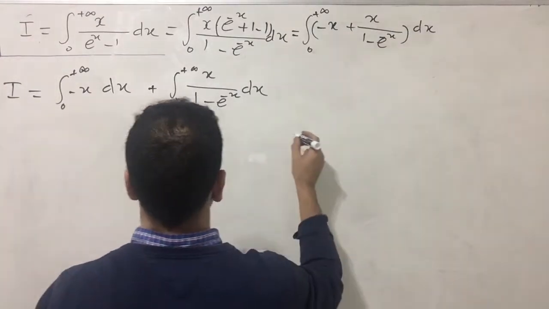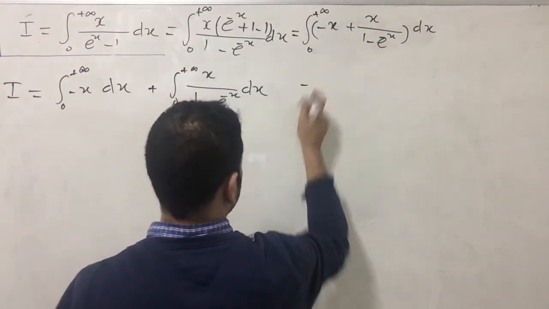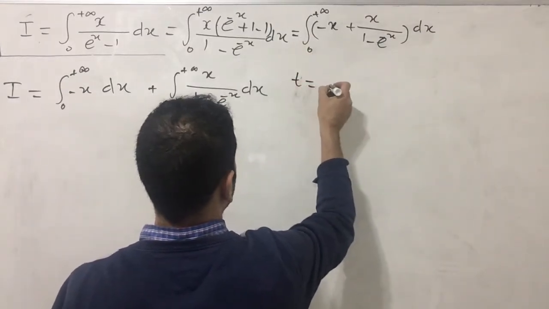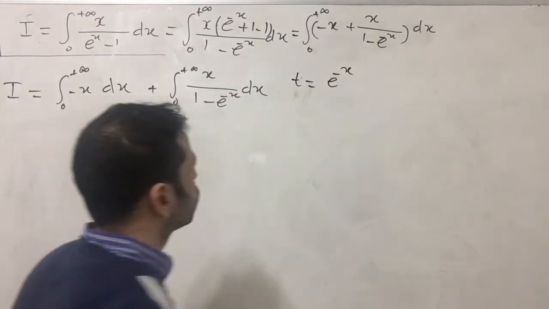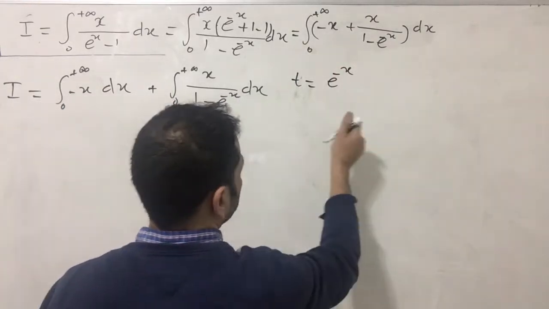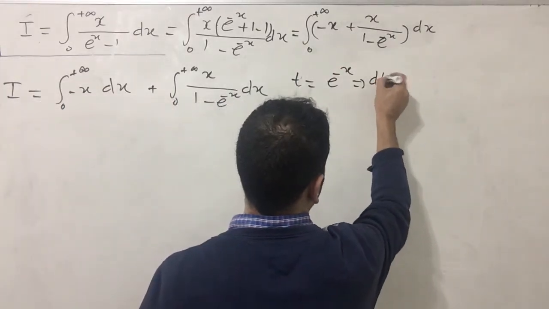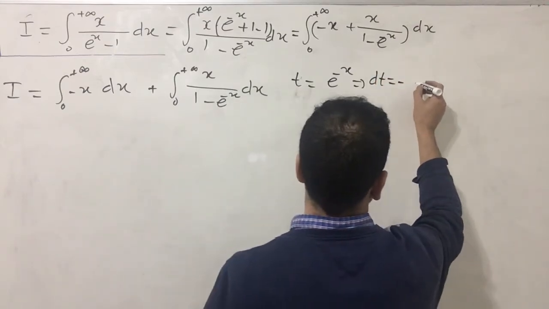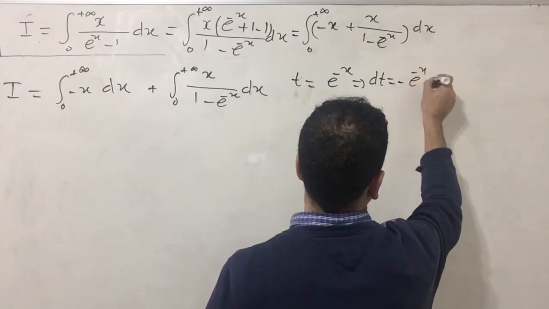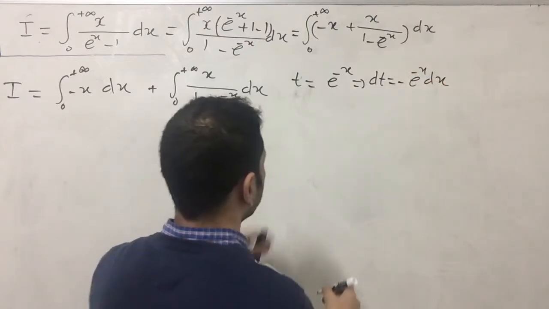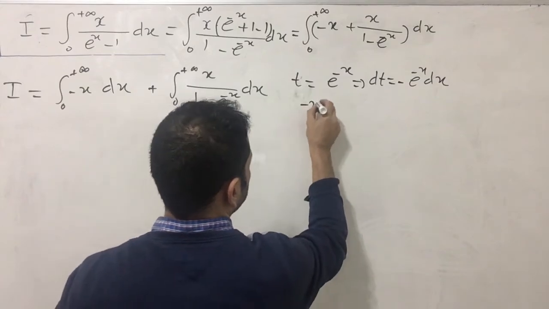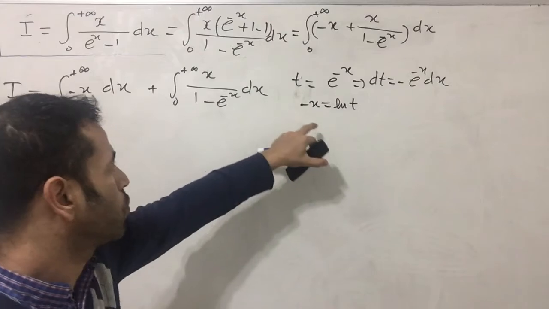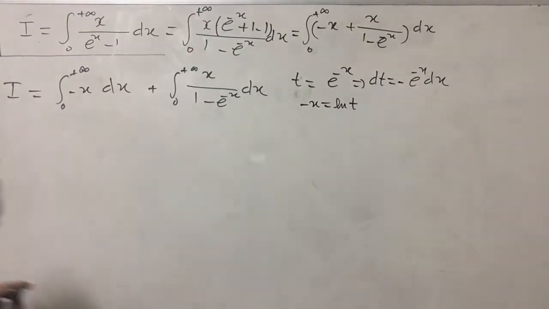Okay, so I'm going to put t equal to e to the minus x as a substitution. I'm going to differentiate this one. I will have dt equal to minus e to the minus x dx. So here minus x equals the natural log of t. Now I'm going to plug all this information into both integrals.